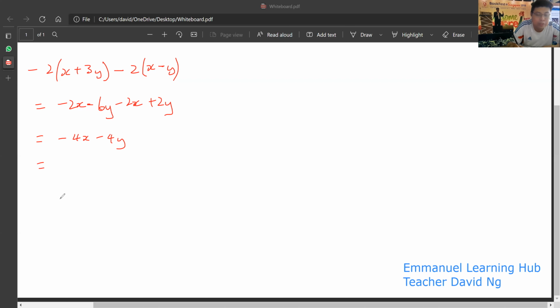So you can simplify further. You factorize out negative 4. Understand, no? You understand why the sign changed to plus? Because if I expand this, I'll get back this. Okay?